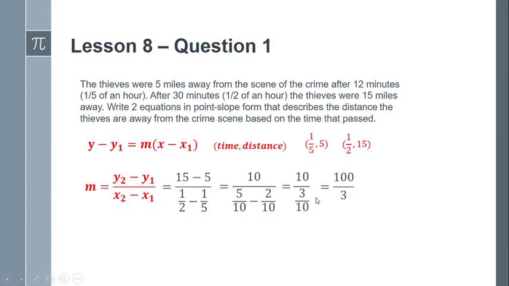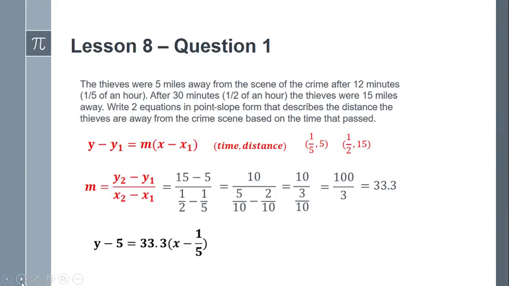In order to calculate that, remember, we multiply by the reciprocal. So I take this 3/10 and I flip it, we get its reciprocal, and then I'd have 10 times 10, which is 100, over 3 on the bottom. And then finally 100 divided by 3 is 33.3.